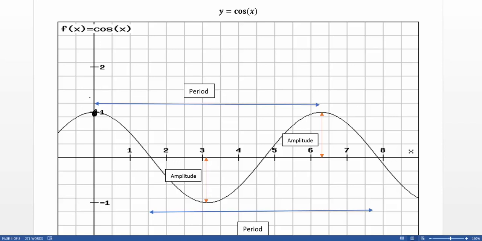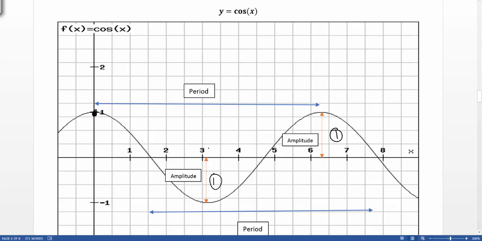But again, the amplitude is going to be equal to 1, because here the maximum value will be 1, the minimum will be -1, so the amplitude is 1, which means it varies by 1 from the midline. And again, the period is 2 pi.